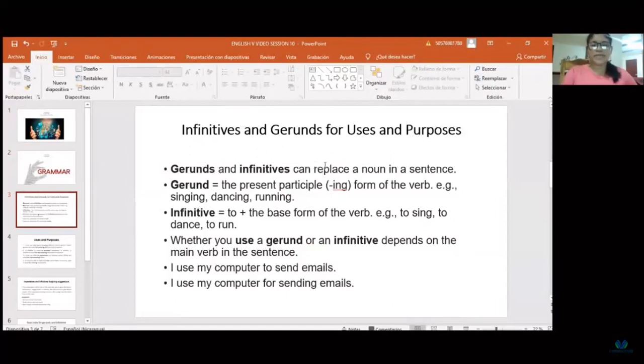Gerunds and infinitives can replace a noun in a sentence. Gerund is the base form of the verb plus ing. As you can see in the example: thinking, dancing, running. And infinitive, we write at the beginning the word to plus the base form of the verb. For example, to sing, to dance, to run. Whether you use a gerund or an infinitive depends on the main verb in the sentence. I use my computer to send emails. I use my computer for sending emails.